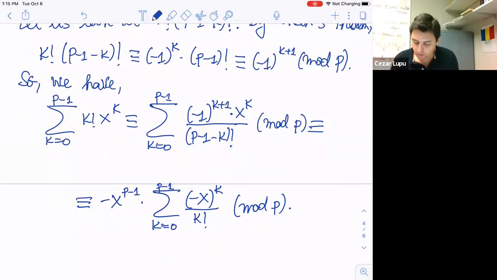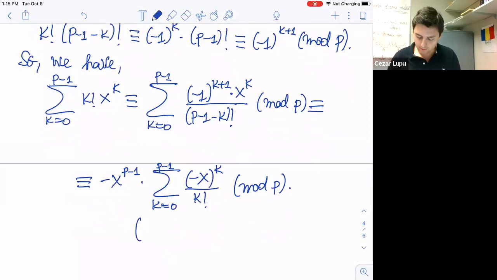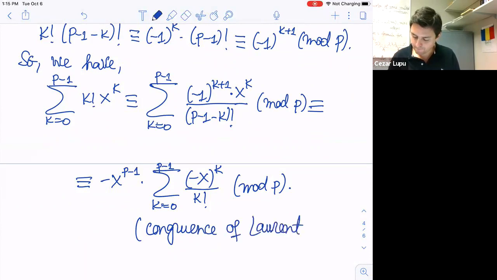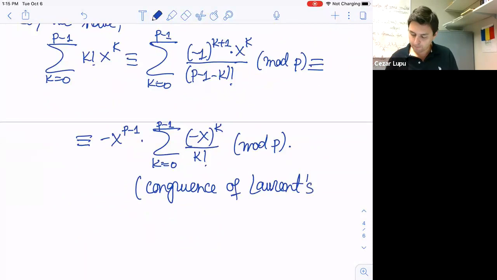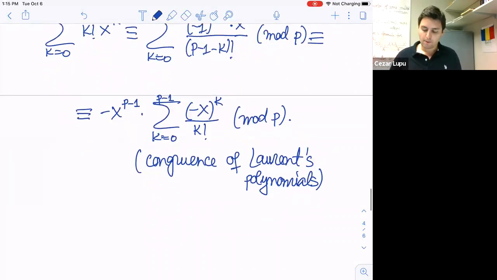And now what we're going to do is the following. So this is what we call a congruence for Laurent polynomials. Okay. And now what we're going to do is the following.